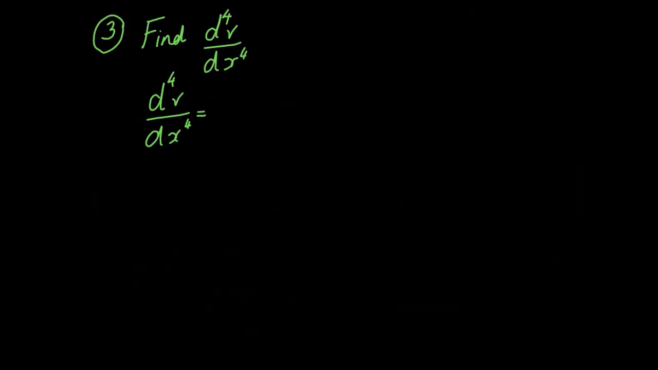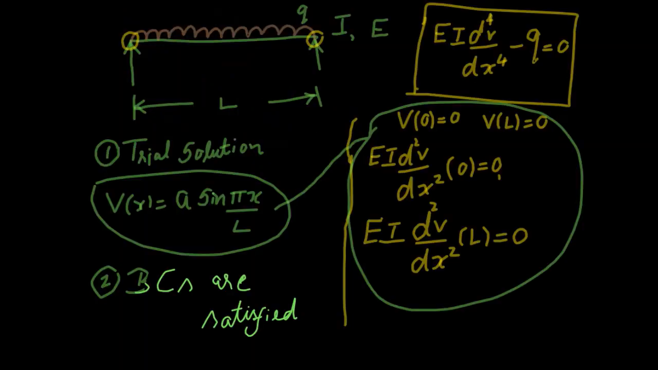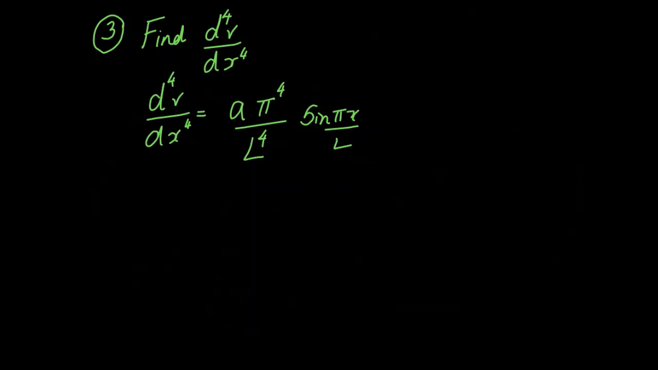So let me write the 4 times differentiation of that equation. It is a into pi raised to the power 4 over L raised to the power 4 into sine pi x over L. Check the mathematics. If you differentiate the trial solution 4 times, if you find d power 4 v over dx power 4, it is a pi raised to the power 4 over L to the power 4 into sine pi x over L. That's what I have written. So that is step number 3. We are clear with step number 3, so I will put a tick mark for step number 3.